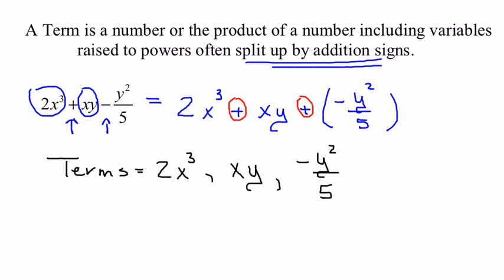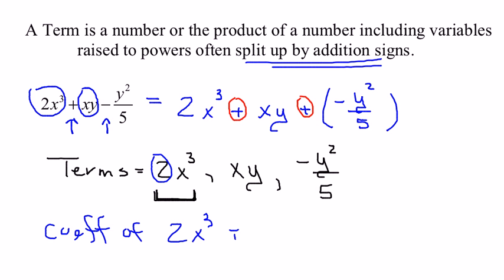Now there's also this idea of the coefficients of terms, and these coefficients are numbers actually in front of the variables. And again, some of them might seem very obvious, some of them might not seem very obvious. Let's take this one for example. This is one of our more obvious ones. The number in front of the variable is actually a 2. So we can say that the coefficient of 2x cubed is 2.